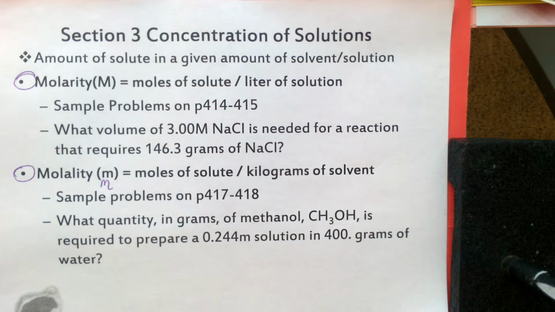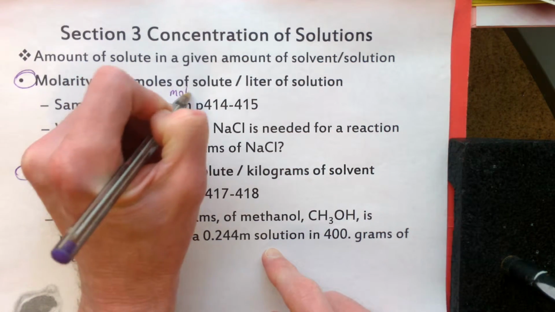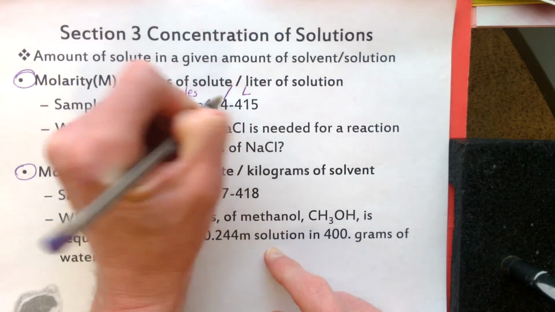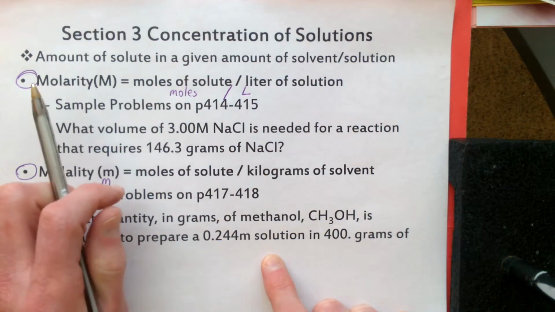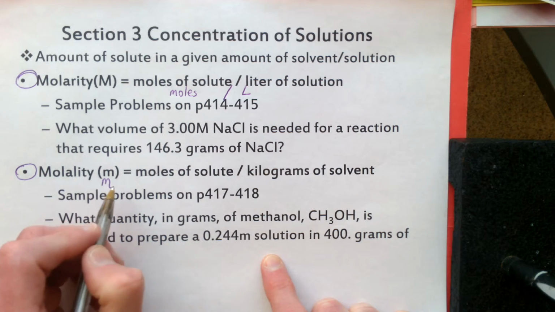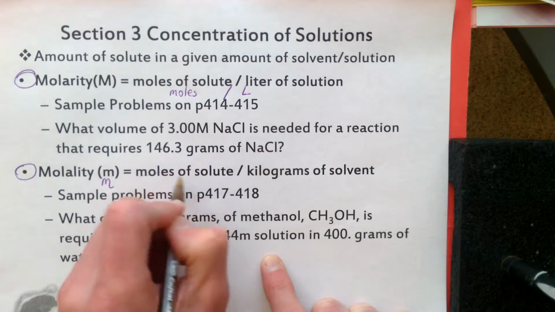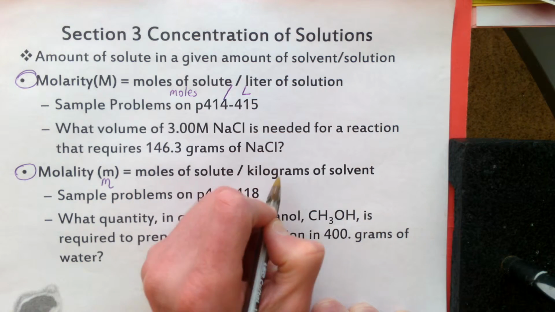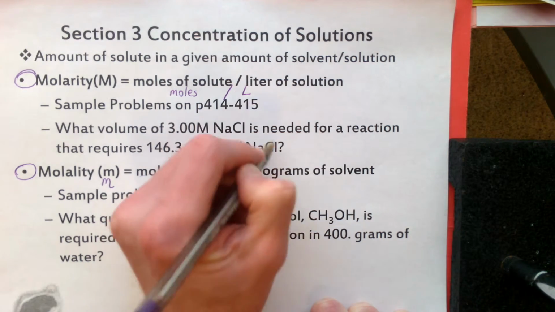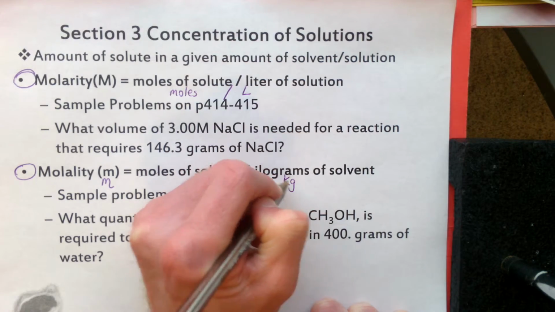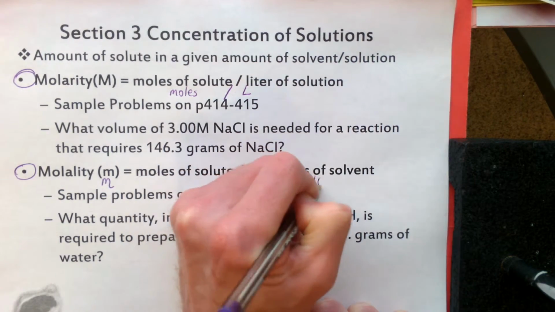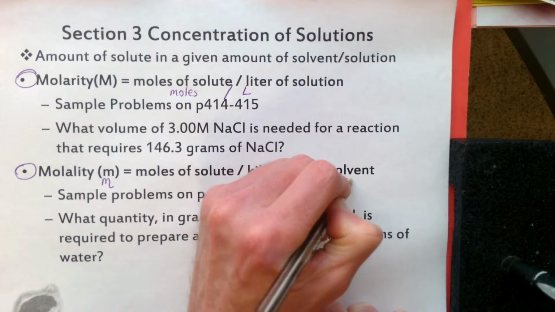Now the difference between them is that molarity measures the moles of solute, the substance that's dissolving, per liter of solution. So notice that is moles per liter, moles per volume. Molality measures moles of solute, same thing, but per kilogram of solvent. And remember that 1 kilogram is equal to 1,000 grams.